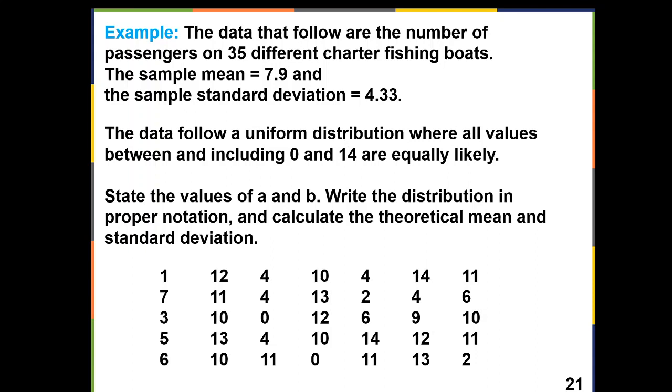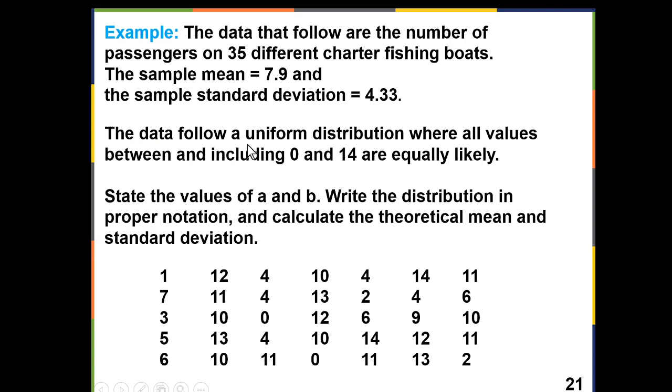So here's an example. The data that follow are the number of passengers on 35 different charter fishing boats. The sample mean is 7.9 and the sample standard deviation is 4.33. So if you put these numbers in your L1 in the calculator and find the mean and standard deviation, that's what you're going to get, 7.9 and 4.3. Now, it says state the value of A and B.